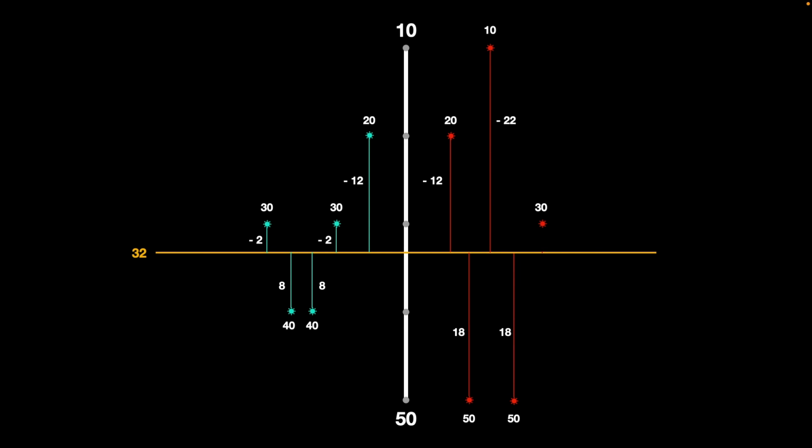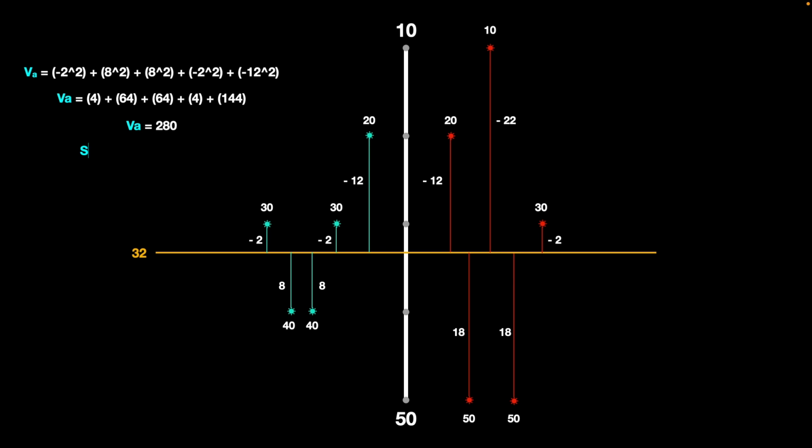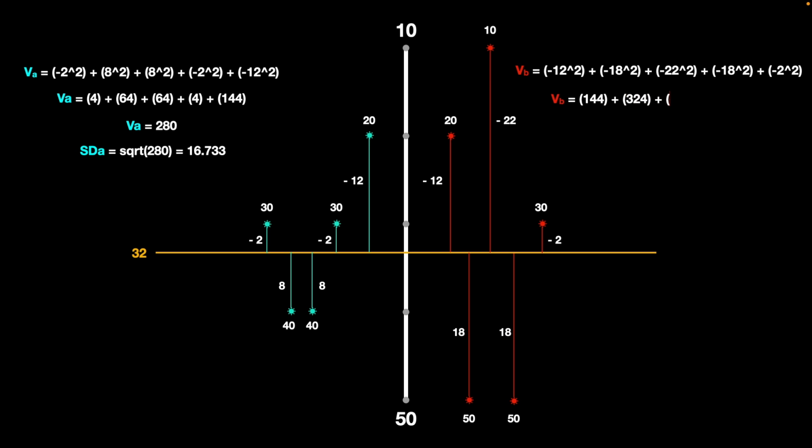Once you calculate those, square the distance of each of these data points and add them up together. So I take -2, 8, 8, -2, and -12 for location A, square them and add them up together. That will give me the variance of 280. And the standard deviation is the square root of the variance. Similarly, for location B, I take the distance, square it, and then add these distances together, take the square root of the variance, and that would give me the standard deviation for this data set.